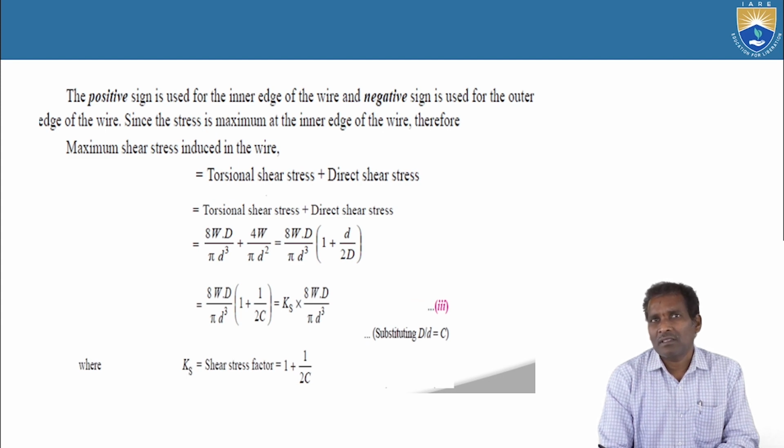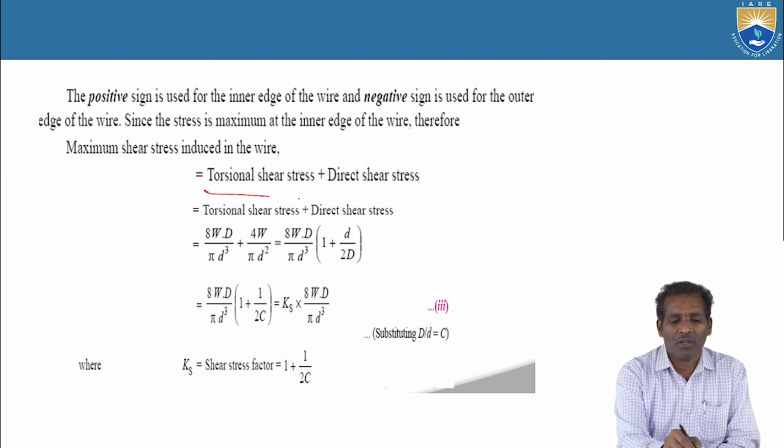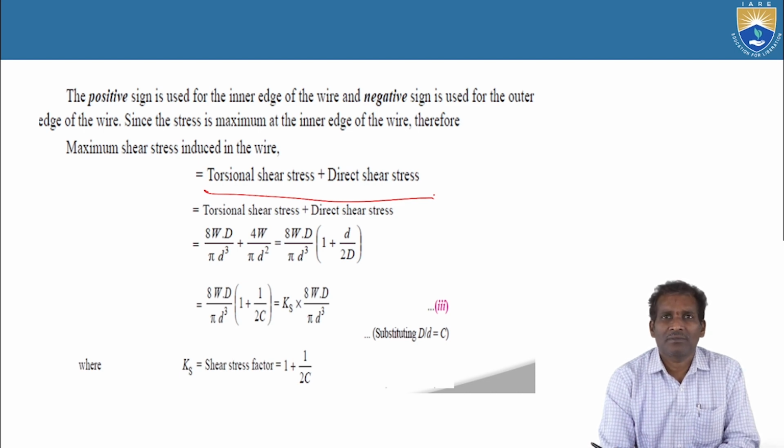So here, the positive sign is used for the inner edge of the wire and the negative sign is used for the outer edge of the wire, since the stress is maximum at the inner edge of the wire. Therefore, you can write the maximum shear stress induced in the wire is equal to torsional shear stress plus direct shear stress. Torsional shear stress you already know, and direct shear stress we have already discussed in the previous slide.